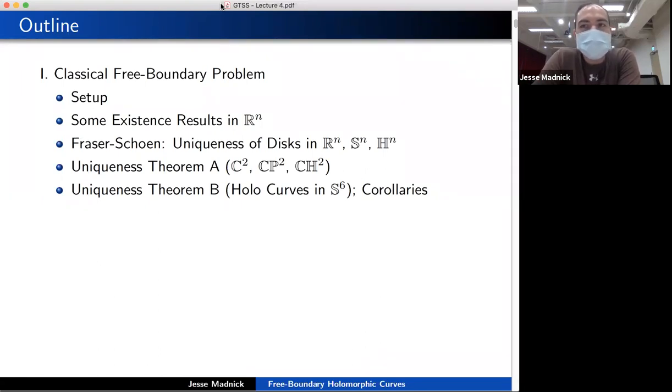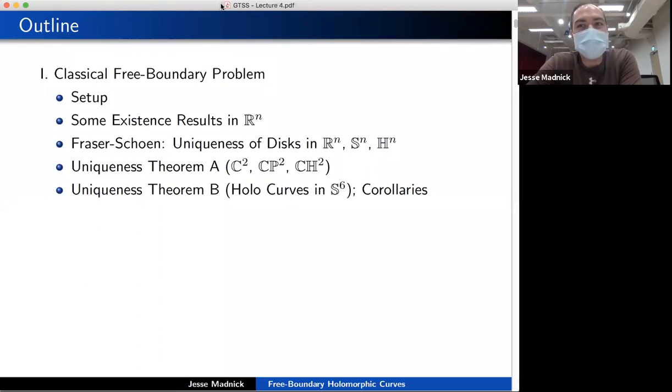I'll discuss 2 different uniqueness theorems. One is due to myself, and the other is independently due to a group of folks, Li, Wang, and Ong. We get slightly different results, but very similar. I'll compare and contrast in CP2 and CH2. And the point is that the method of uniqueness is very similar to that used by Fraser and Schoen. And so, inspired by this, you can continue asking for uniqueness results.